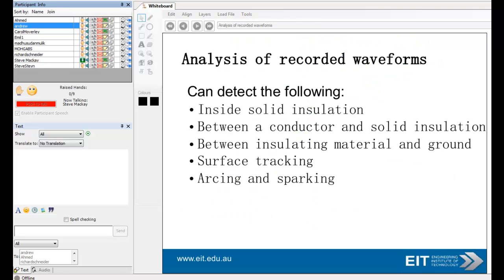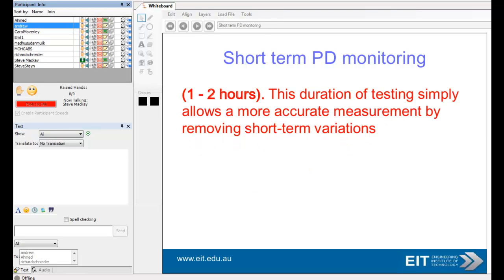Contaminated bushings, obviously a big problem. So obviously, if you analyze the waveforms, you can detect inside the solid insulation between a conductor and a solid insulation, surface tracking, arcing and sparking. Has anyone had any issues there?